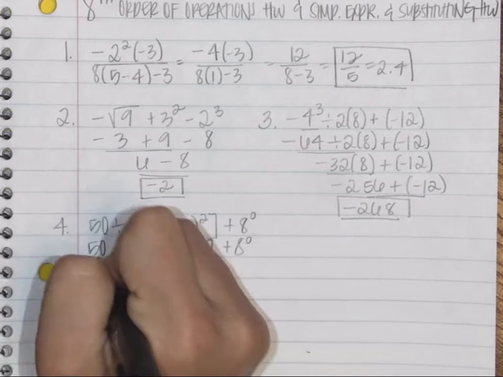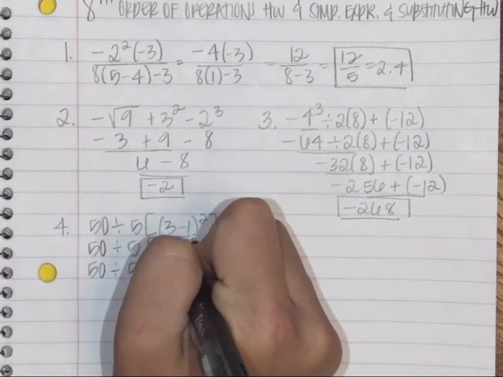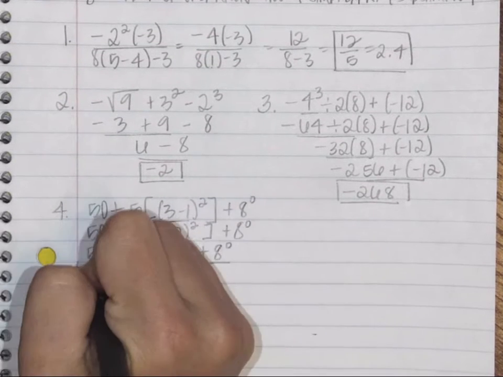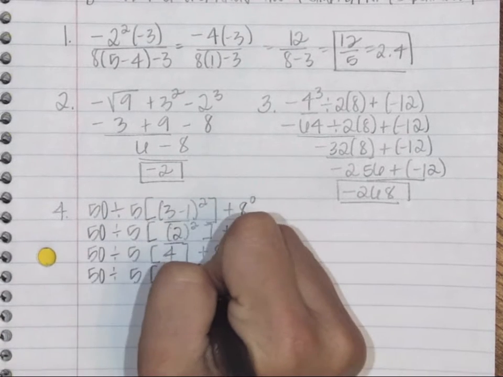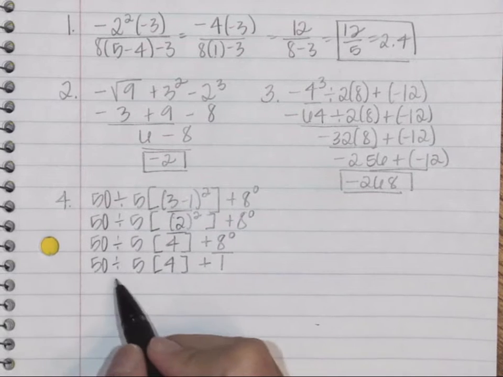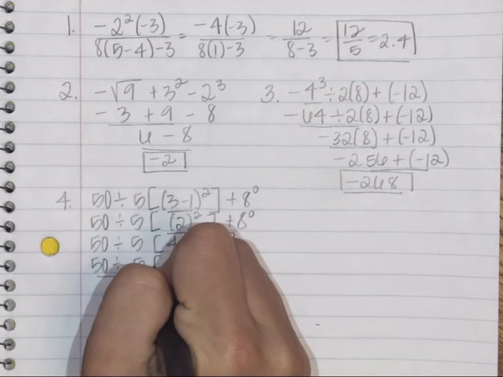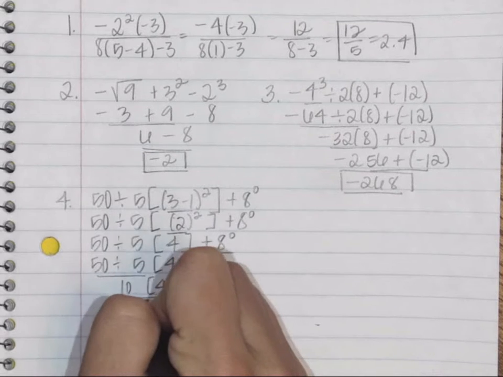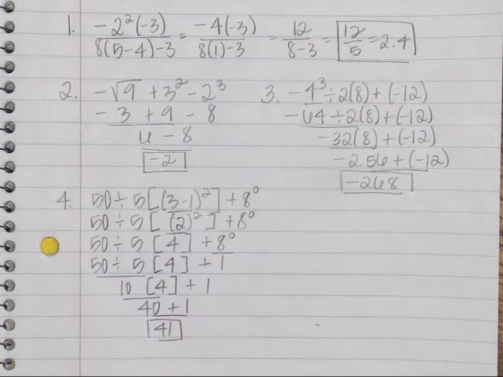And we're going to continue in those brackets. So we have 50 divided by 5, and 2 squared is 4. And then we are going to do our exponents, because that would be next. Remember, brackets are just a form of parentheses. 8 to the 0 power is 1. And now we have division, multiplication, and addition. So we do our division first. So it'd be 10 times 4 plus 1. And we do our multiplication. We get 40 plus 1. And then we do that addition to get 41 for number 4.